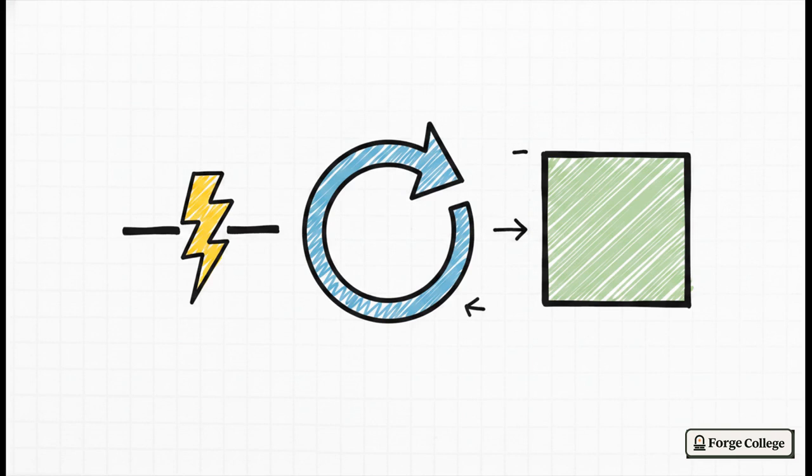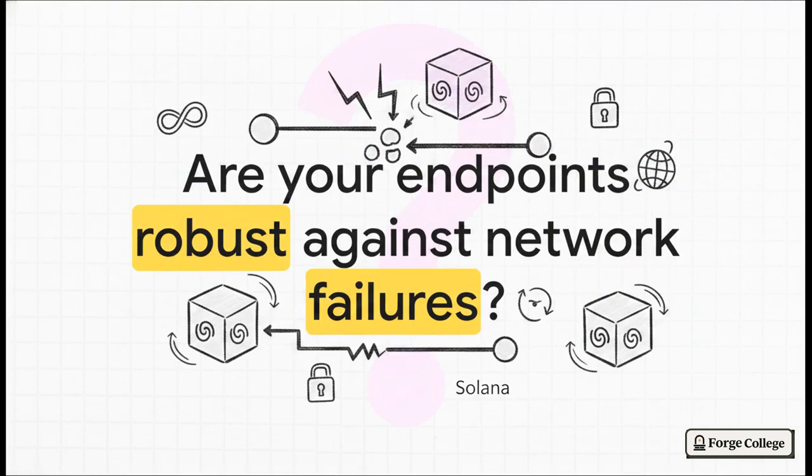Before we wrap up, I want to leave you with a bit of a provocative thought to chew on. Are your API endpoints actually robust enough to handle unpredictable network failures while maintaining exact idempotency? Think about how you'd handle those momentary, transient failures in a live production environment. It's a really fascinating challenge.